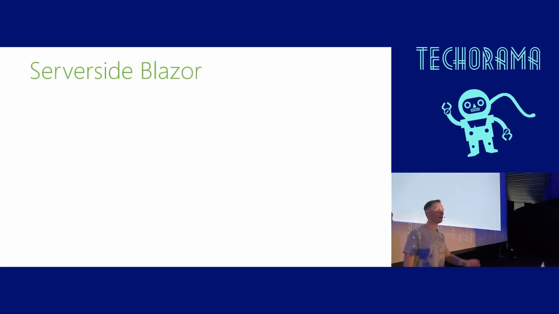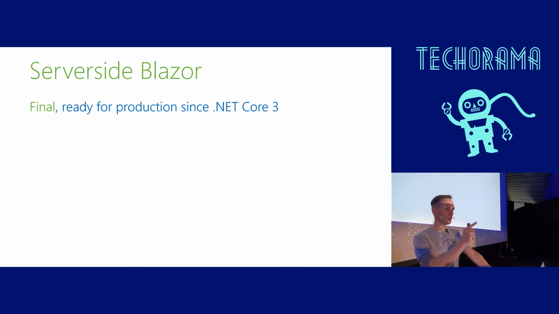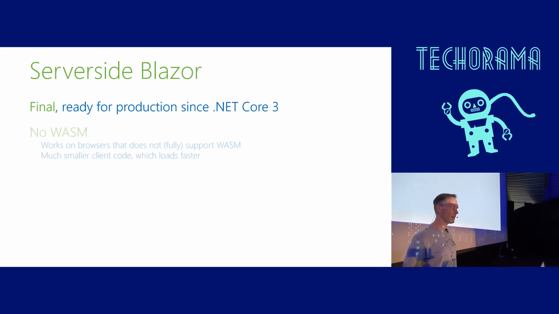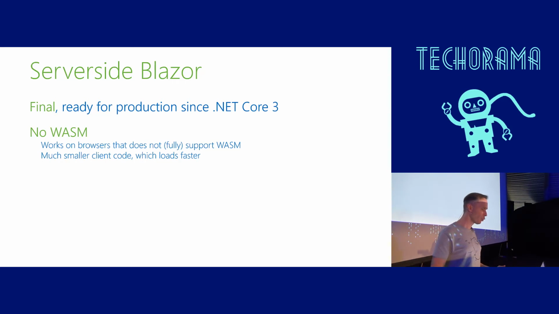Let me give you a little summary and some additional information. So, server-side Blazor is ready for production. You can use it today. It launched with .NET Core 3. Next one, no WASM. It works on all browsers. You don't need WASM support. You, of course, download much less data, much less code to the client, because all you need to download is a little bit of JavaScript. No WASM file, no mono runtime, nothing like that. So probably your app will load initially faster.